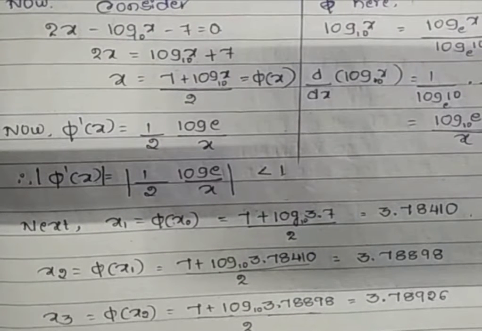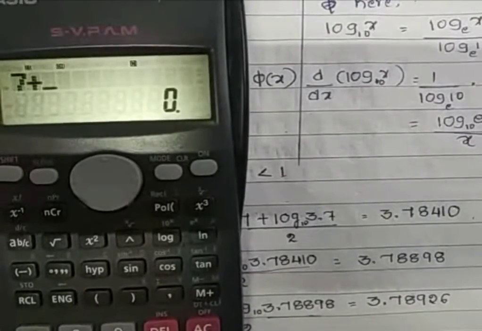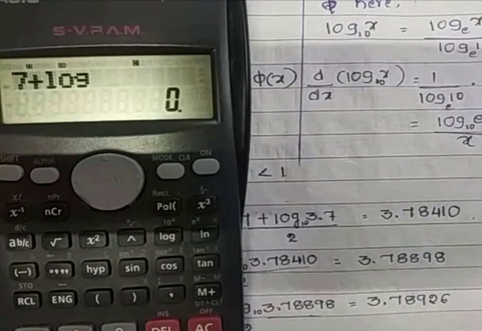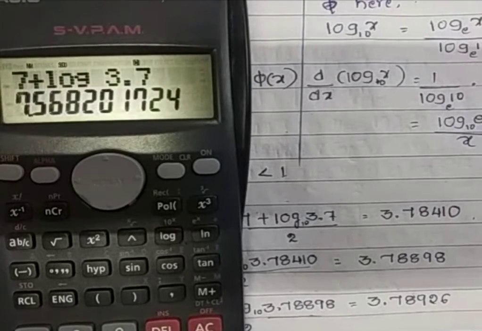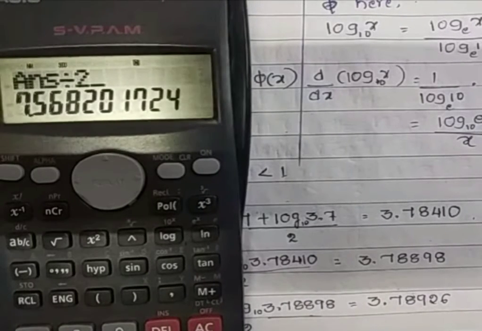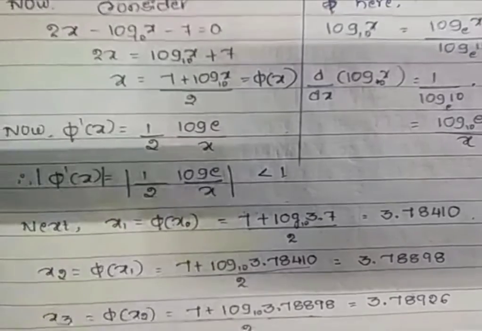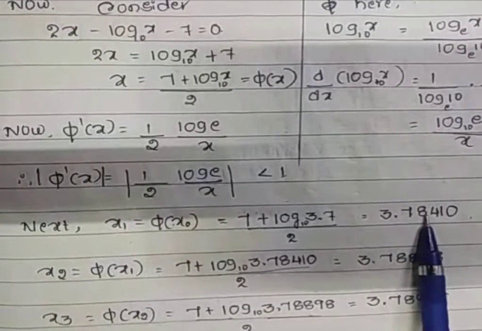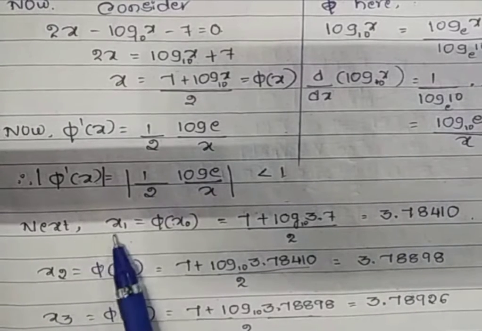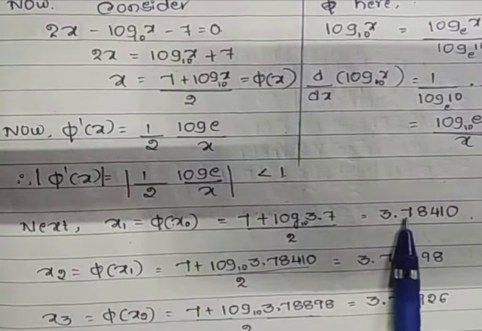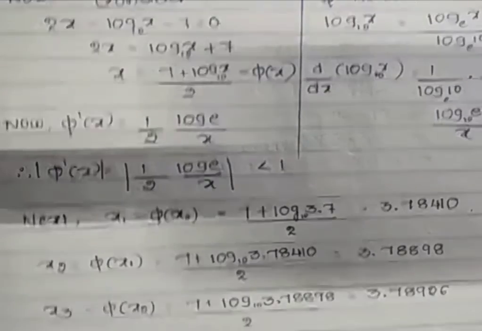Using a scientific calculator we can find its value. So what we need to calculate here: 7 plus log 3.7 to the base 10, and then divided by 2, gives us 3.7841. So here we have 3.78410 if we consider 5 decimals. So x1, that is the first approximate value, is 3.78410.